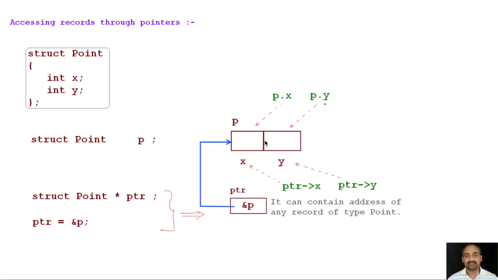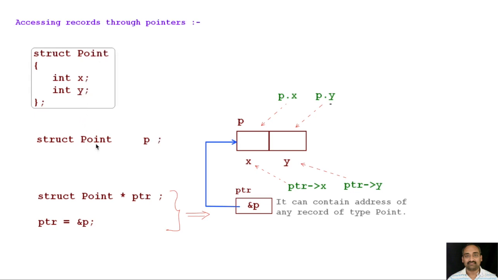Now let us quickly understand what are pointers to records or pointers to structures. We have a structure here, which is a point with fields x and y. When we create a structure variable, a record variable p of type point, p will get its own copy of the entire set of fields. That means x and y will have their own memory blocks. Now p.x will refer to the x field within p and p.y refers to the y field within p.